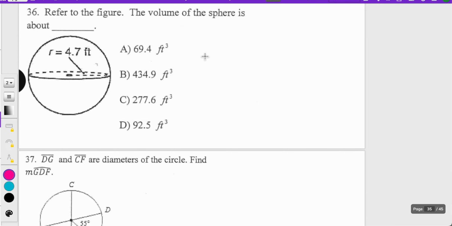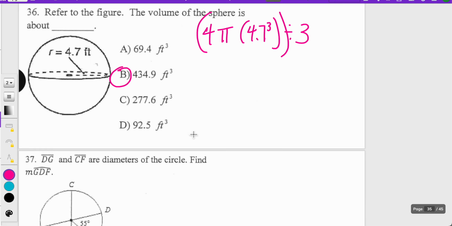36, refer to the figure, the volume of the sphere. Remember, we can find volume of spheres by doing 4 times pi times radius cubed, so that's 4.7 cubed, and then divide everything by 3. We should come up with about 434.9 feet cubed.